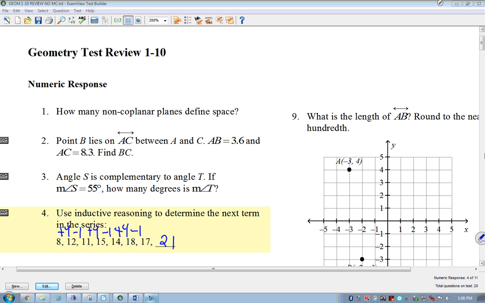Right? So long as it fits the pattern, it doesn't really matter how you get there, just so long as you're following a pattern and it works every time. Okay, does that make sense? Okay.